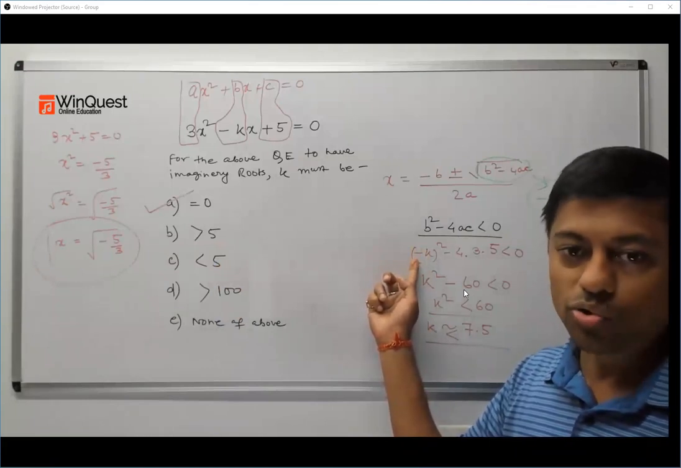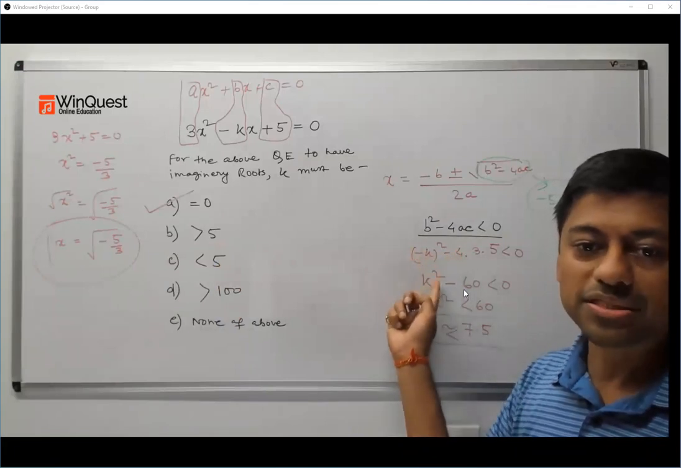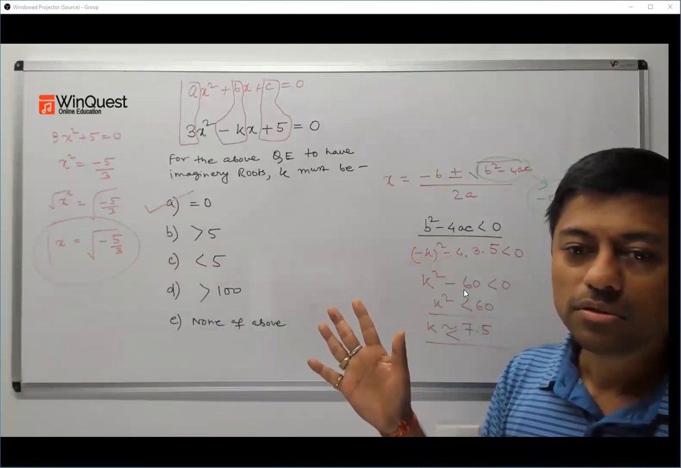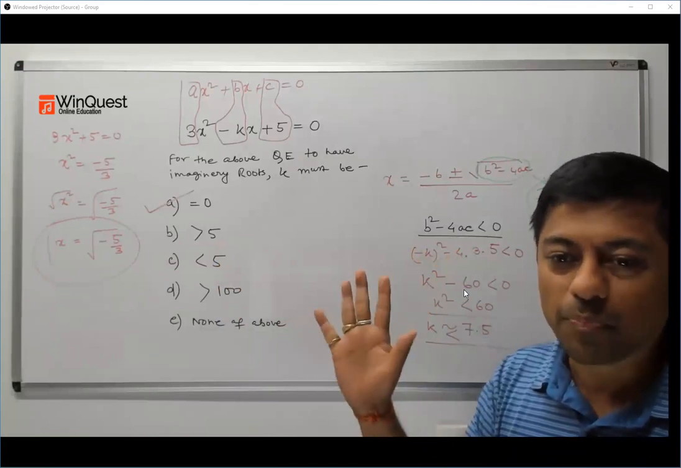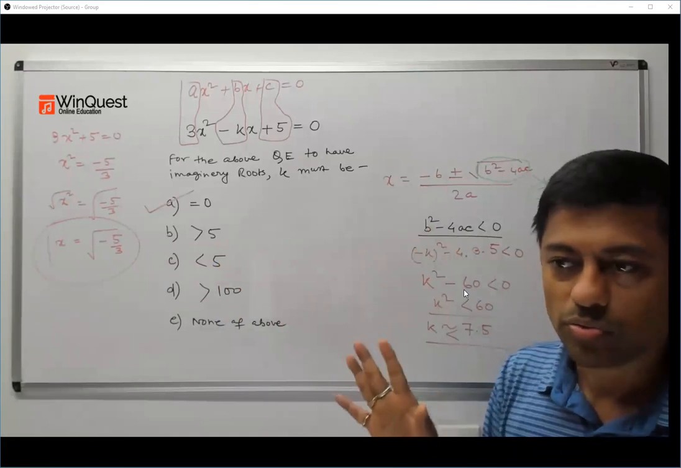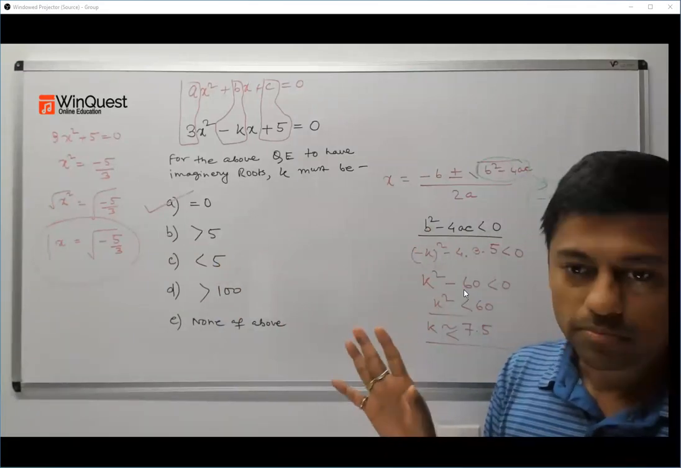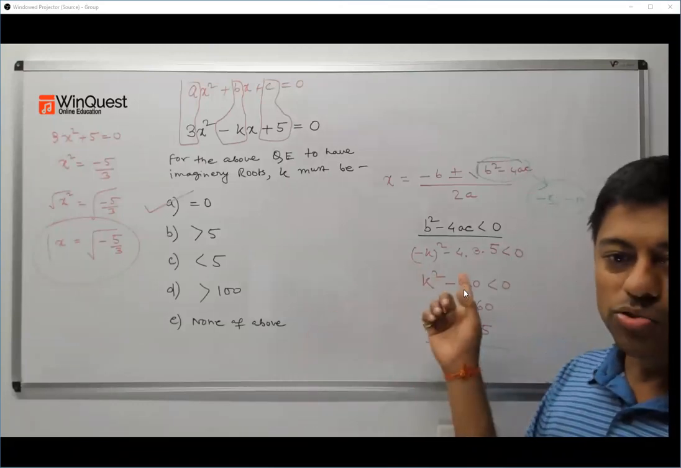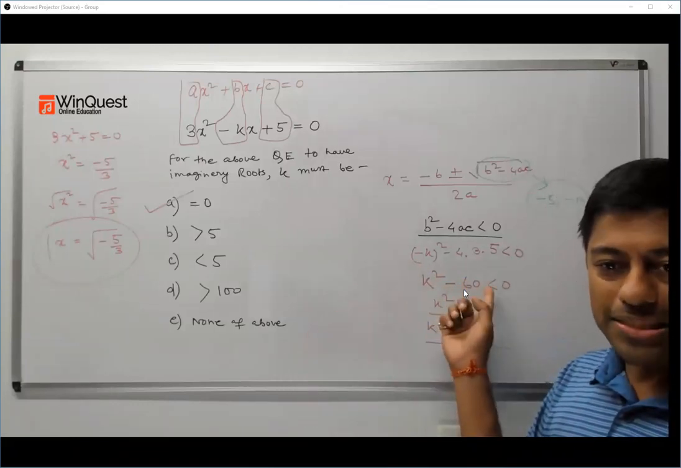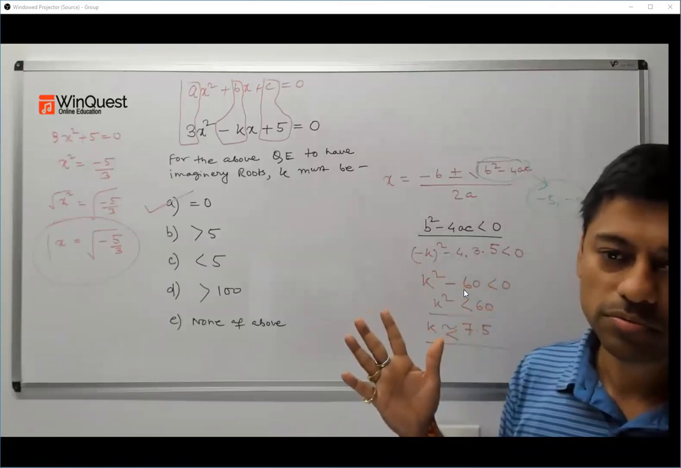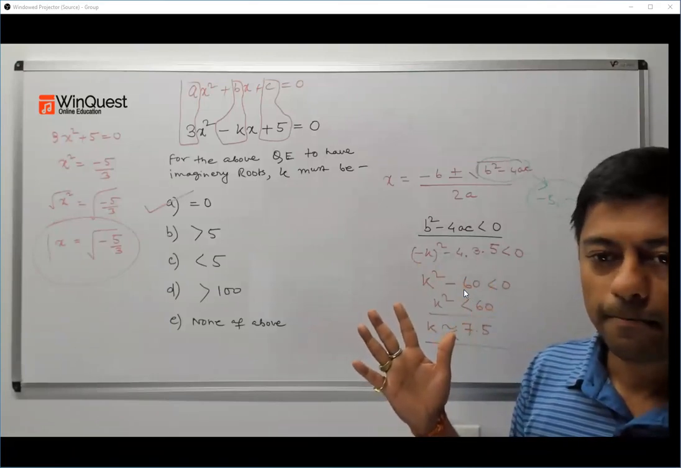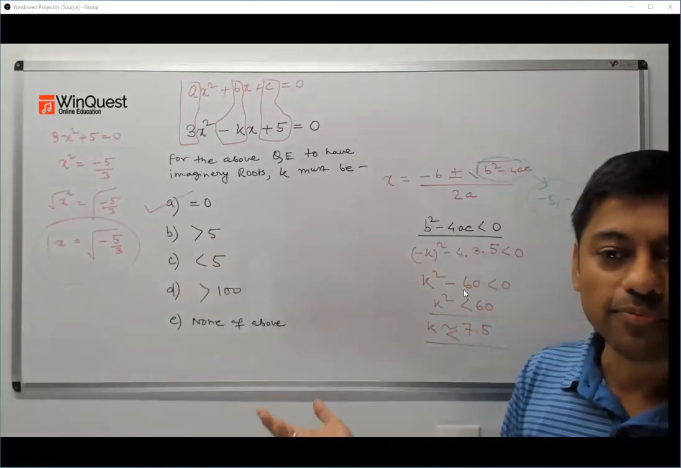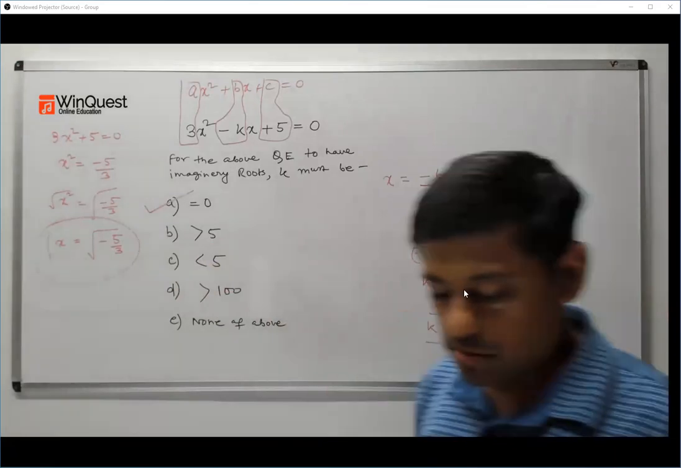10,000 minus 4ac, which is 10,000 minus 60. What is finally happening? A positive value, right? Will that positive value be less than 0? No. So greater than 5 will not work in all cases.